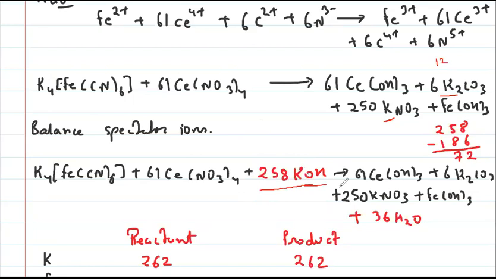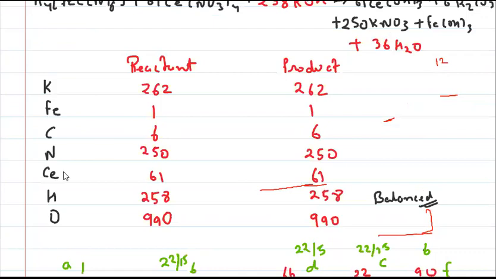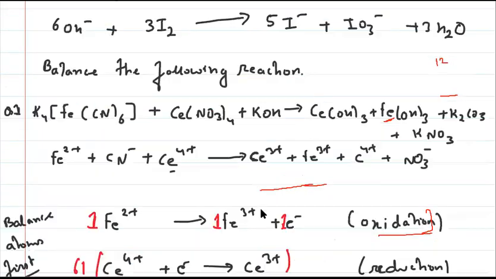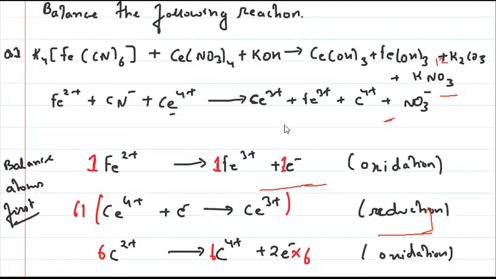Now, after this, let's see oxygen. If you see the oxygen, then 36 oxygen was remaining. So 36 H2O, right? Everything is balanced now. You can check: reactant side K 262, product 262, Fe 1, 1, nitrogen 250, 250, Ce 61, 61, hydrogen 258, 258, oxygen 990, 990. So this is it. The first one is doable. Sorry, this one is advanced level.